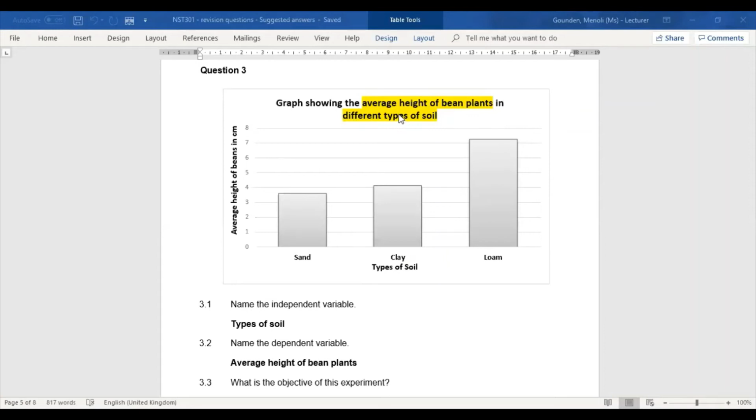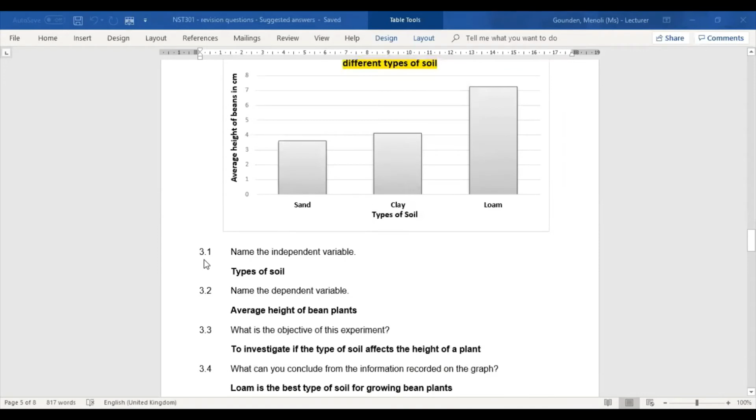Different types of soils is my independent variable, always plotted on the x-axis. And you can see the heading for the x-axis here, type of soils. Height of bean plant, my dependent variable, always plotted on the vertical y-axis. And you can see average height of bean plant as my heading for the dependent variable on the y-axis.